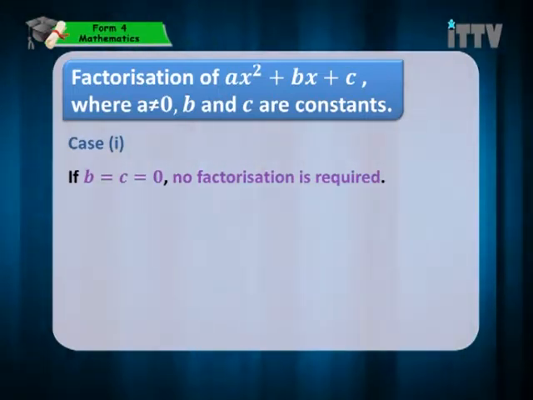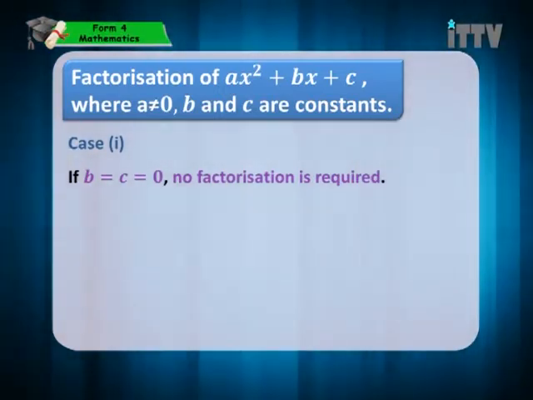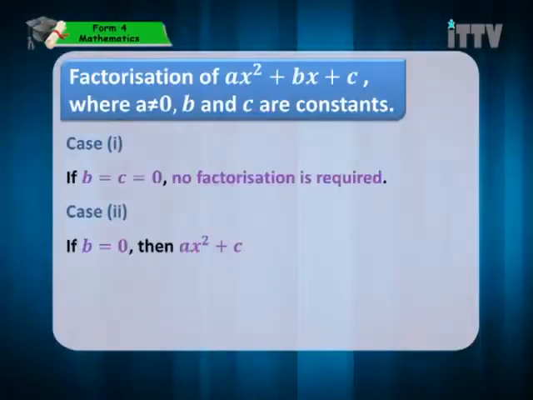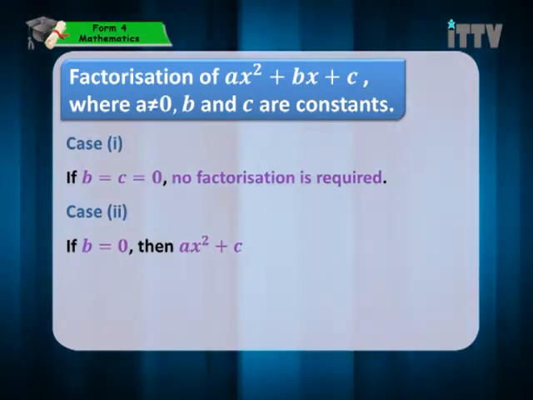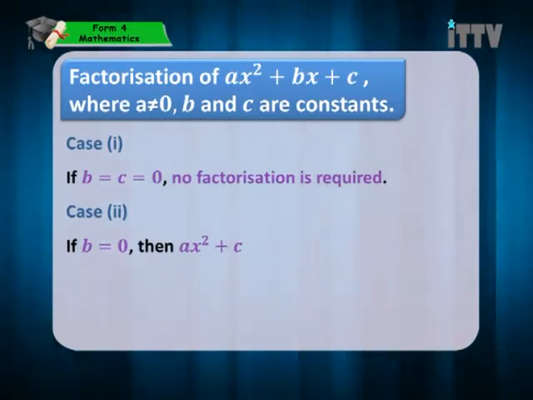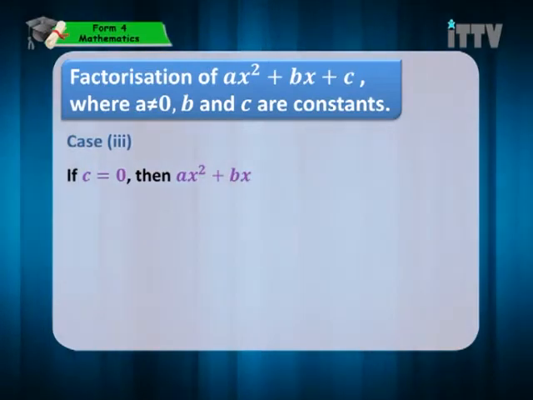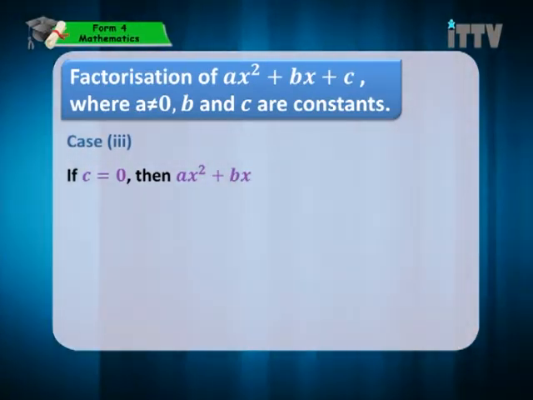All right, now, the first case, if b and c are equal to zero, no factorization is required. This means that if the constants b and c in the general form of a quadratic expression are zero, then the quadratic expression is already factorized in its simple form. In case two, if b equals zero, then ax squared plus c. All right, if the constant b is zero, what is left of your quadratic expression is just ax squared plus c. And in case three, if c is zero, then ax squared plus bx.